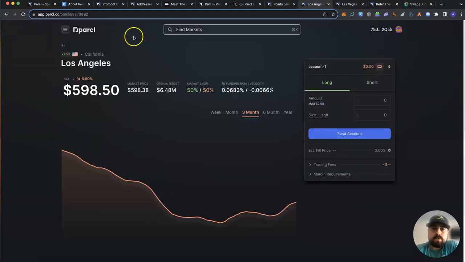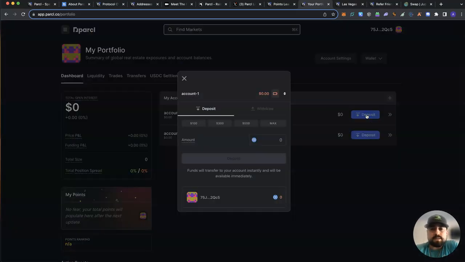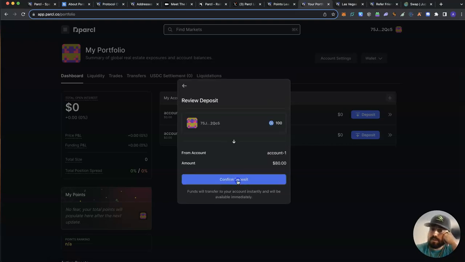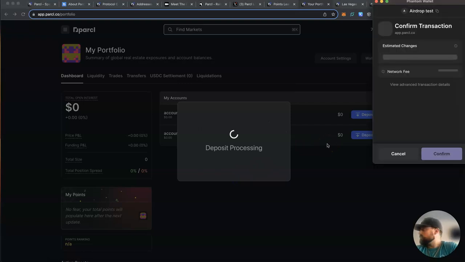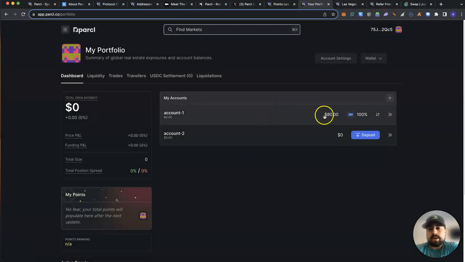Go over here. Go back to my account. We'll just go and deposit here. So we are going to deposit $100. Now I'm going to use 80 here. So we'll deposit 80 in my account. Confirm deposit. So 80, that's a small gas fee right there. Confirm. It's confirming on the blockchain, so it can take a couple seconds. All right, deposit complete. Now I got $80 in here.